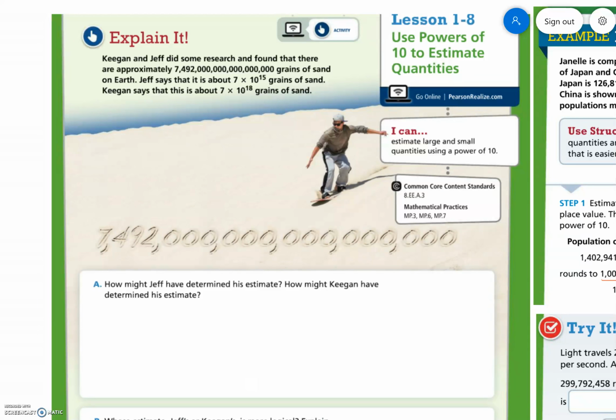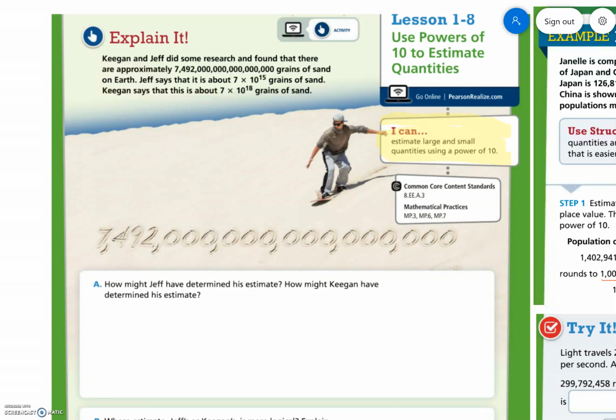Hi, 8th grade, and welcome to lesson 1-8, using powers of 10 to estimate quantities. By the end of the lesson, I want you to be able to confidently say, I can estimate large and small quantities using a power of 10.